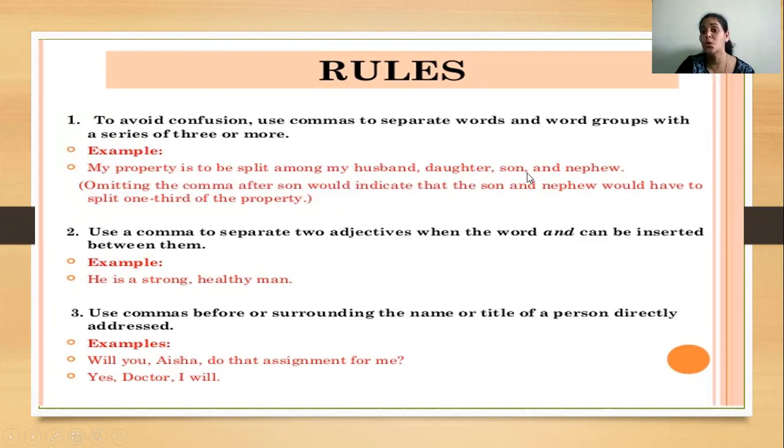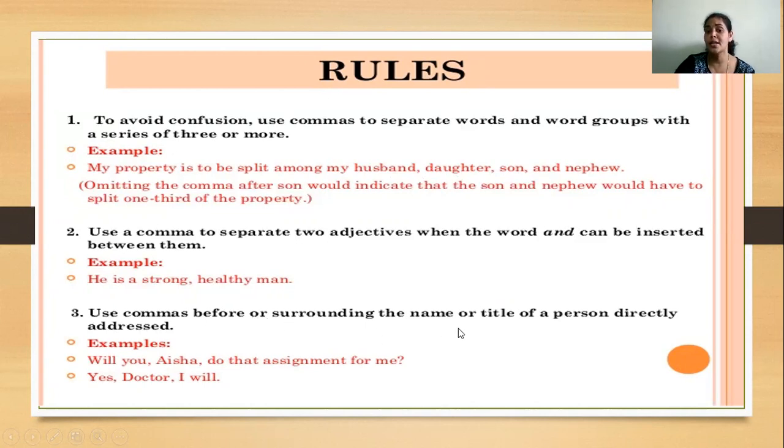For example, if there is no comma here, that means husband and daughter are on one side, and after division, husband, daughter, and son will be getting 1/3, and the remaining part, 2/3, is being given to the nephew. So the comma plays a very, very important role. If you're putting a comma, that means everyone is getting an equal share. Use a comma to separate 2 adjectives. Instead of using and, you can also use a comma. For example, he's a strong, healthy man.